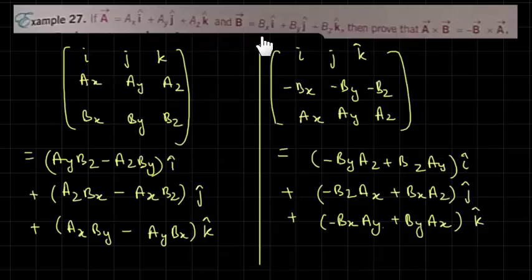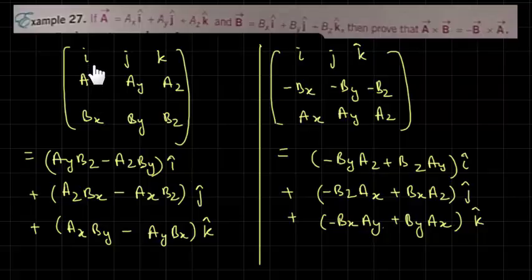If A vector is this, B vector is this, then prove that A cross B is equal to minus B vector cross A vector. So you can just prove this with your simple matrix multiplication. So this is your A and B, and this is your minus B vector cross A vector. So be careful about signs in this case.